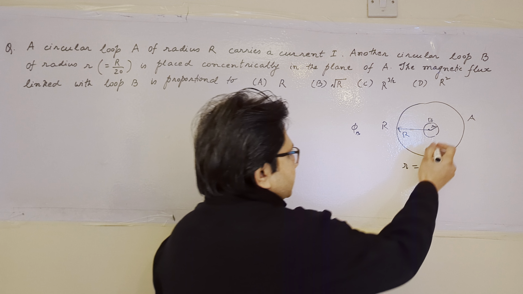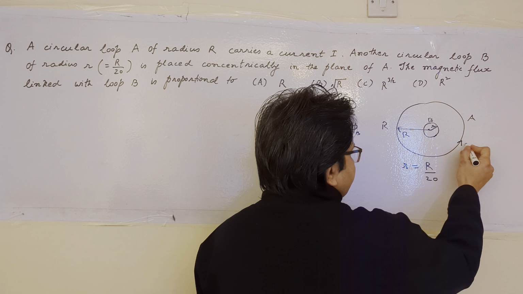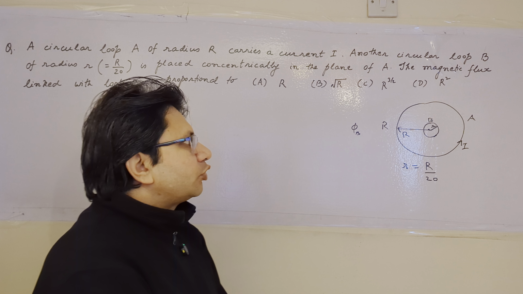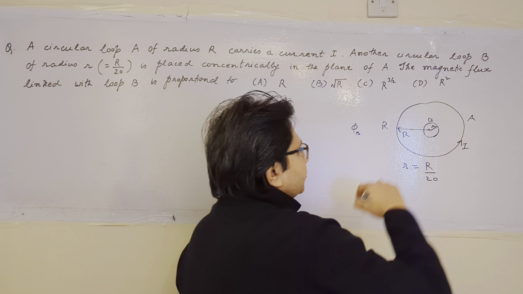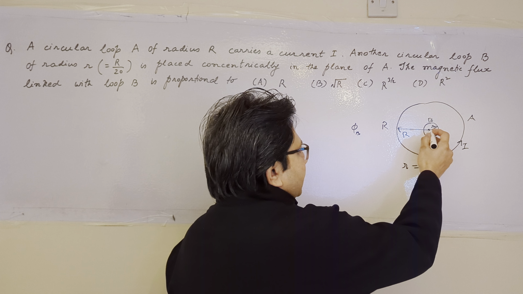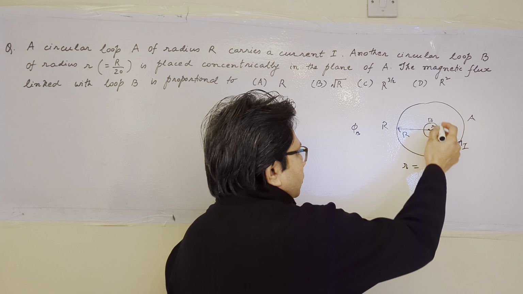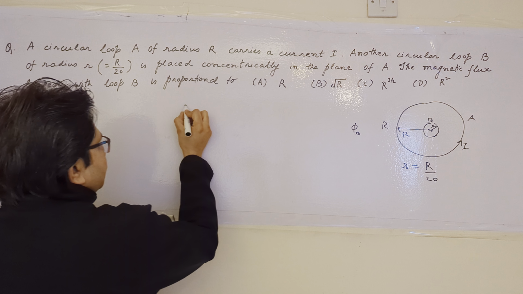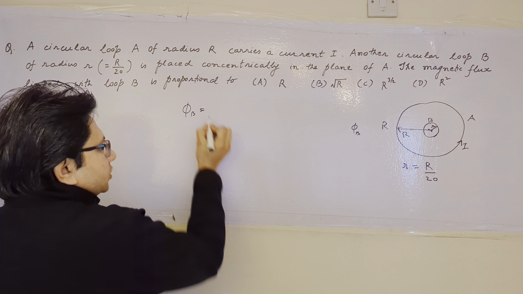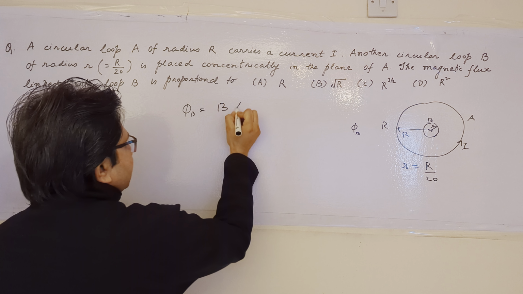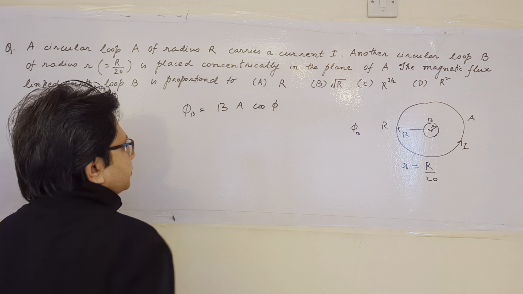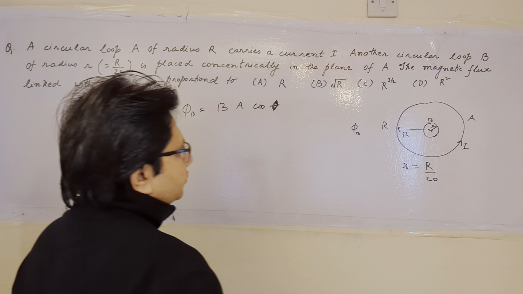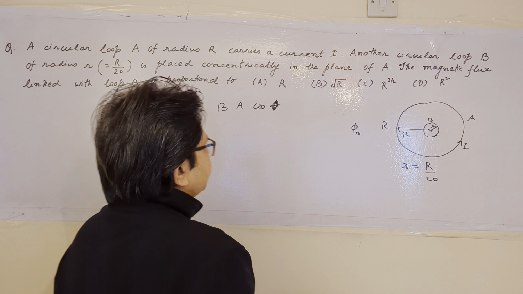Now in this problem, it is given that loop A is carrying a current of I. This is the current flowing in loop A, and due to the flow of this current I, there is a magnetic field at the center of this two-loop arrangement. Now to find out the flux linked with loop B, we use the formula BA cos theta. So this is the formula to calculate the flux linked with loop B.